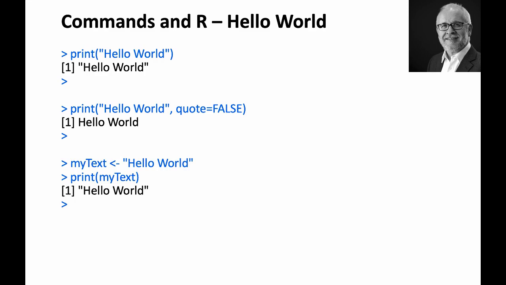Or we could set hello world to a variable, so I've got a variable here called myText. That little less than symbol followed by a dash is read as "gets". So myText gets hello world, and then I print myText, and again we get the hello world message. Or I can just type myText and it will echo the contents of that variable to the console, hello world.